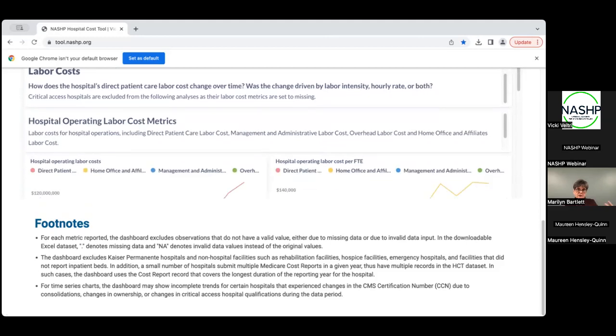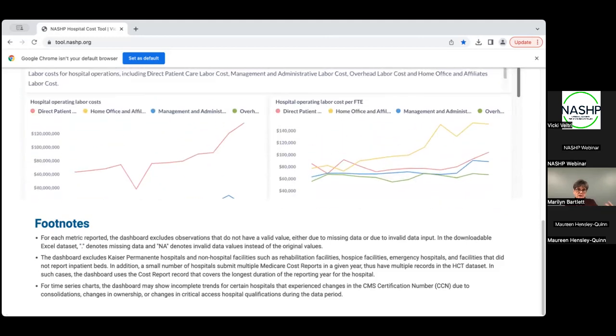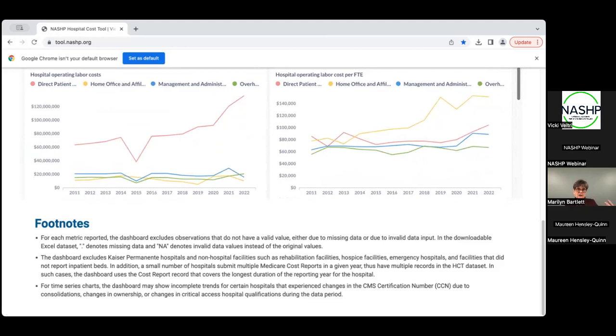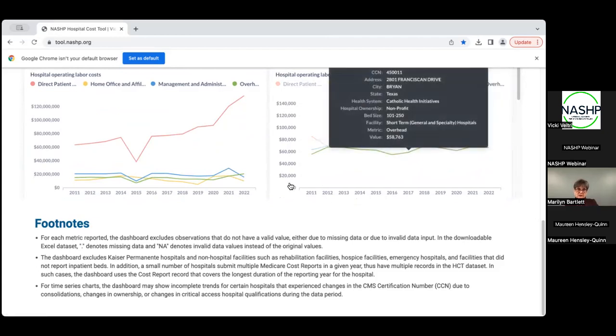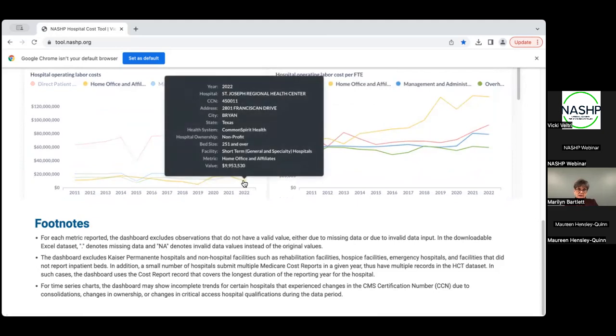Now we get to labor costs. We're now splitting the labor costs into those 4 buckets. On the left, we see what the total labor costs were. Direct patient care, definitely the highest on that. You'll see the other 3 categories of total costs are kind of in the same realm. But then we get over to the rate per FTE. And home office and affiliates, they're right here.